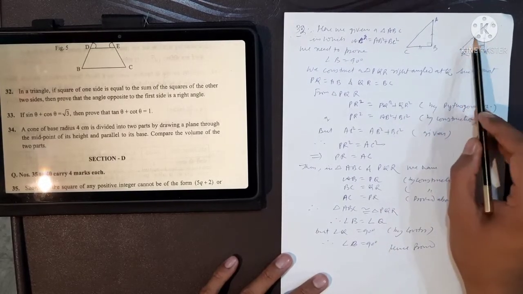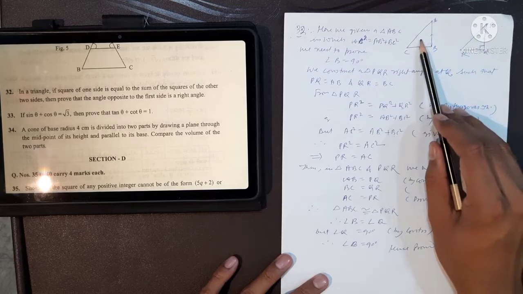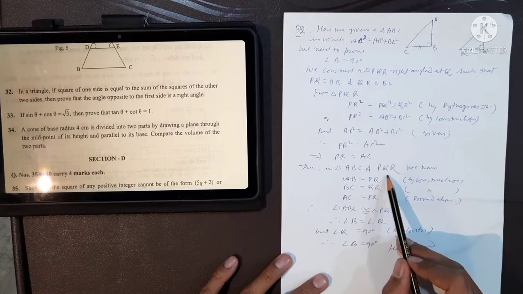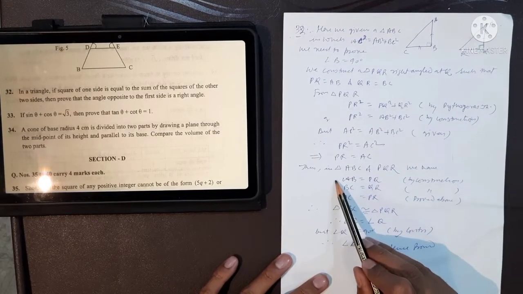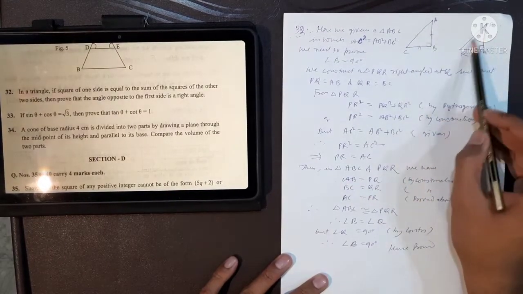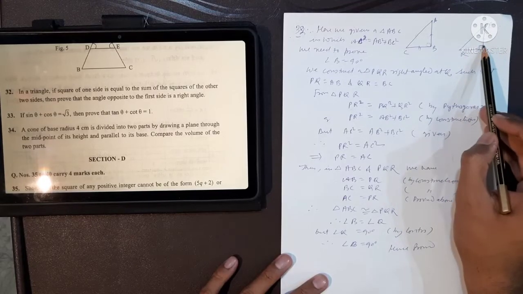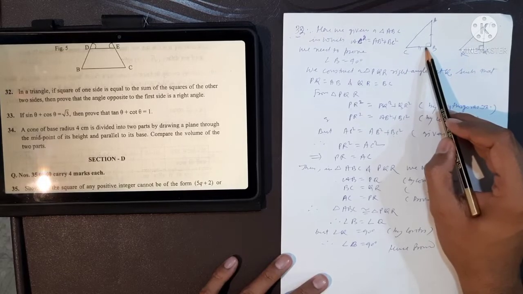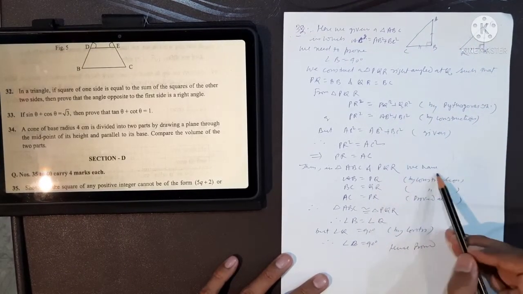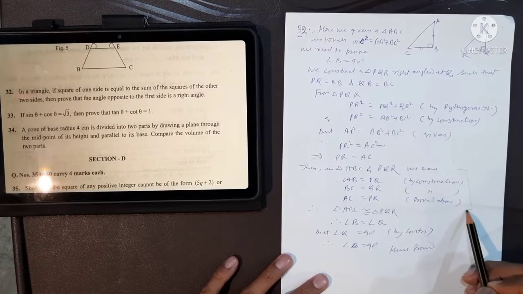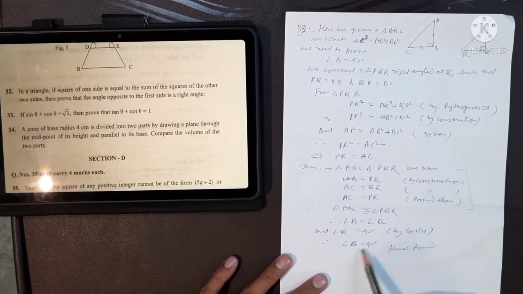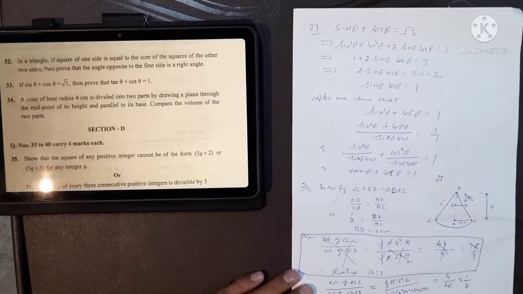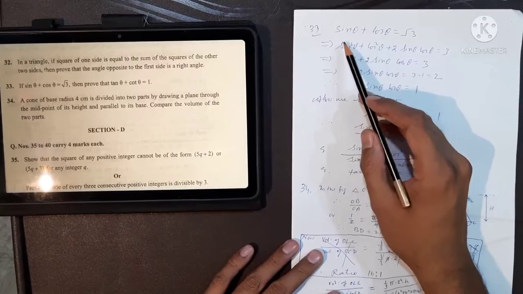So if we prove that this triangle is congruent to this triangle, that means angle B is also 90 degree. We have proved that triangle ABC is congruent to triangle PQR, and since angle Q we have already assumed as 90 degree, the angle B will also be 90 degree. So we have proved in these steps that ABC and PQR are congruent, and hence angle B is 90 degree.